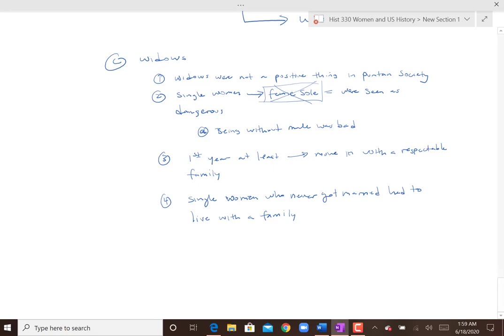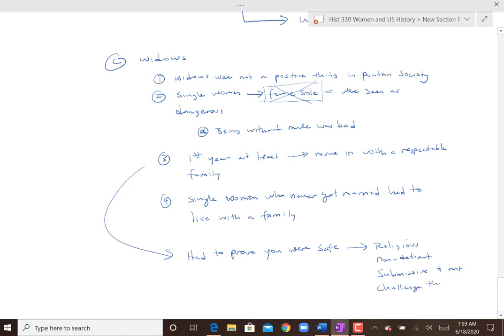But as a widow, for the first year, you had to live with that family, and only after you could prove you were safe, right? That you weren't a danger, and that would be connected to religious aspects, how non-defiant you were. Essentially, if you could show that you were submissive and weren't going to challenge things, then you might be allowed as a widow to move back on your own. And that did happen. But widows were just looked on with suspicion.